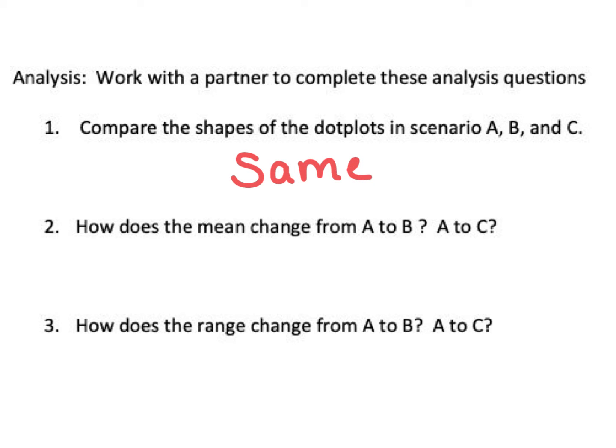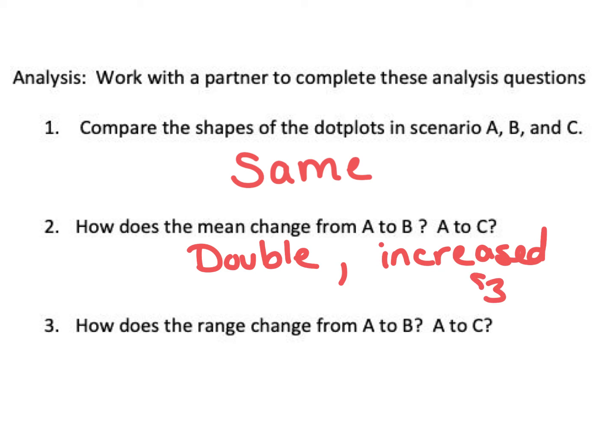So adding constants or multiplying by constants does not change the shape. The mean changed from A to B, it doubled. When we doubled each value, the mean also doubled. And then from A to C, it increased by 3. So adding is going to change the mean by the same amount as you add to each value. Now the range also doubled from A to B, but from A to C, it stayed the same.